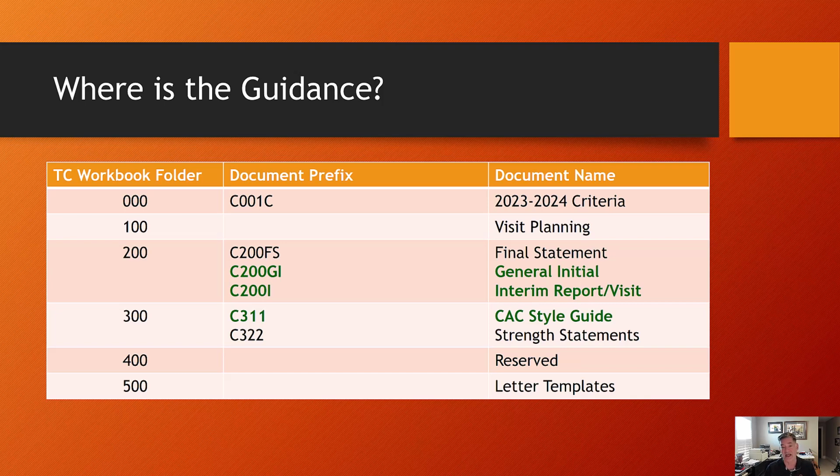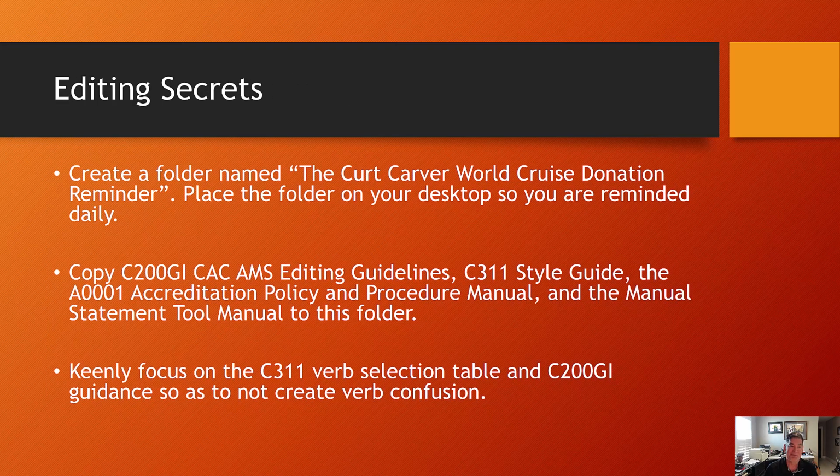This is the concern video, so you should definitely download it. The way I do it is create a folder, make some memorable name on that particular folder, and then copy these documents down out of your Team Chair workbook into the folder so that you can readily access it. I always try to have the accreditation policy and procedure manual there, and then the manual statement tool manual, which you can find up in AMS inside the tool itself. I download that and use that as well because it provides valuable feedback on what goes in each box as you're going along.